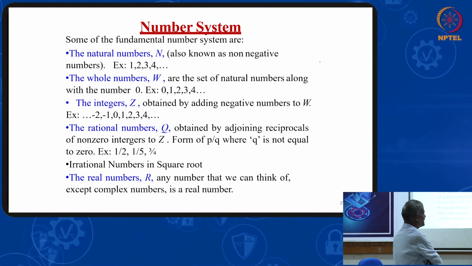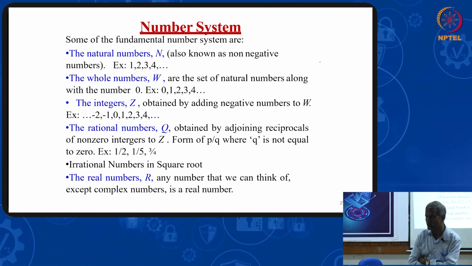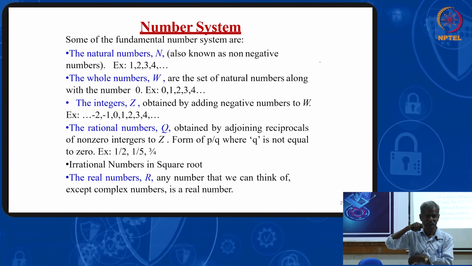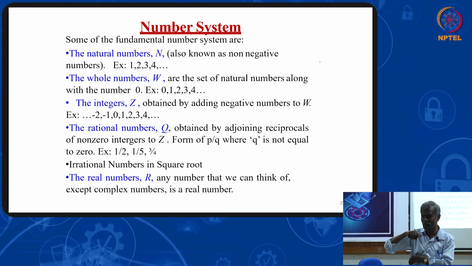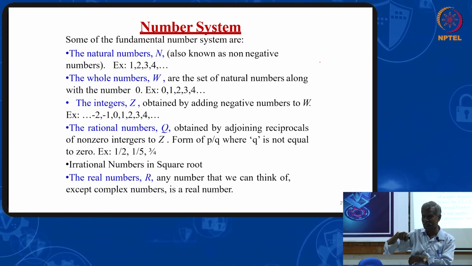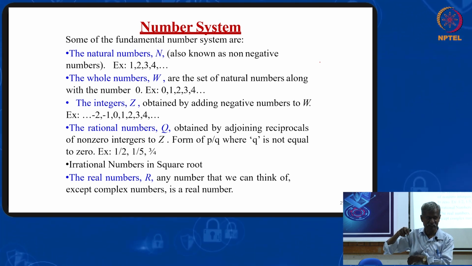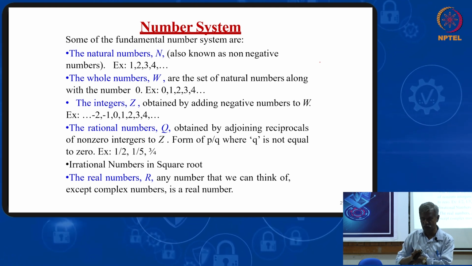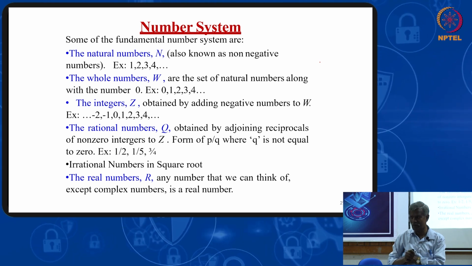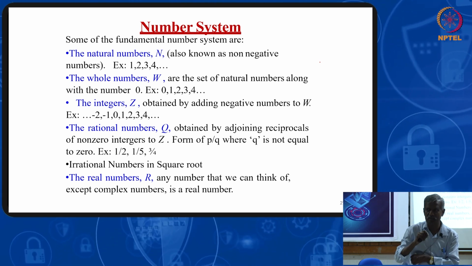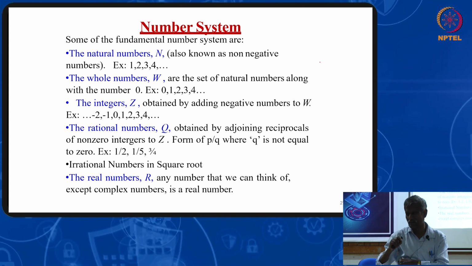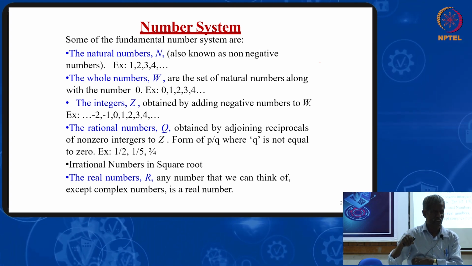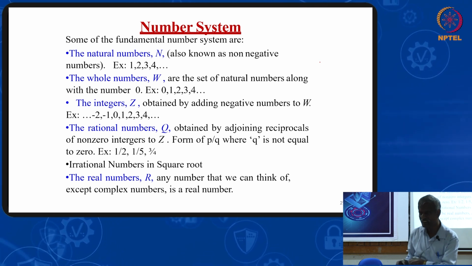Rational numbers are of the form P by Q, P divided by Q. So the numerator P will be there, the denominator Q will be there. Examples: 1 by 3, 2 by 3, 4 by 9, like that, anything of the form P by Q is a rational number. Irrational numbers will be in the form of root. Examples of irrational numbers are root 2, root 3, root 5, root 7, root 11, etc. These are all irrational numbers.